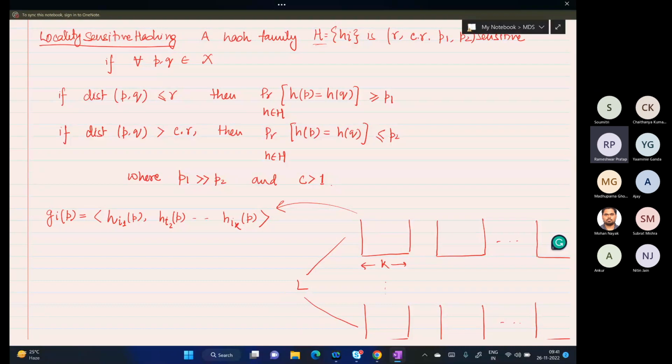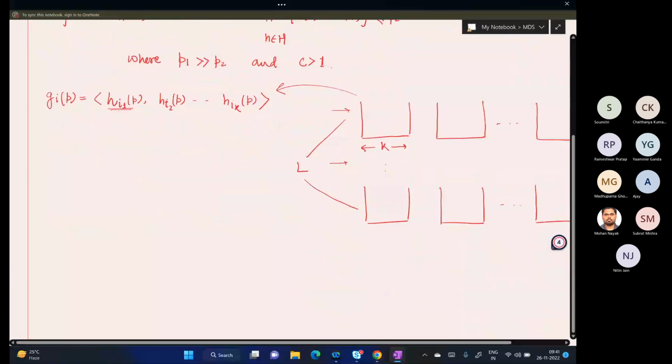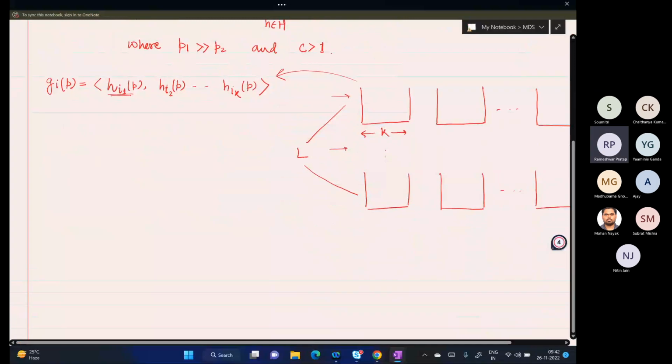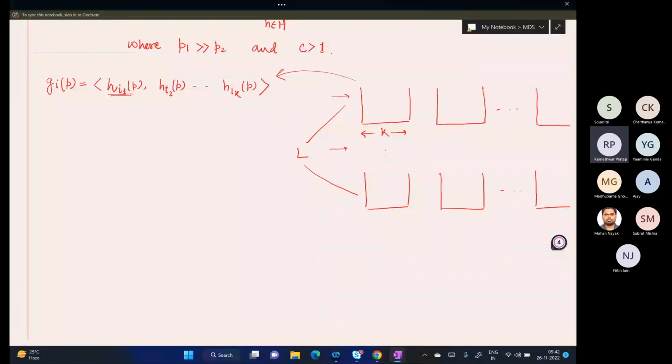So all the buckets in this row, for example, are identified by hash function g1. All the buckets in the second row are identified with another hash function, say g2, and so on, right? And based on the specific values of these functions, different buckets are generated, right? So is this point clear to everyone? Now, if we follow this strategy, what is the guarantee that we get? We get the following guarantee.